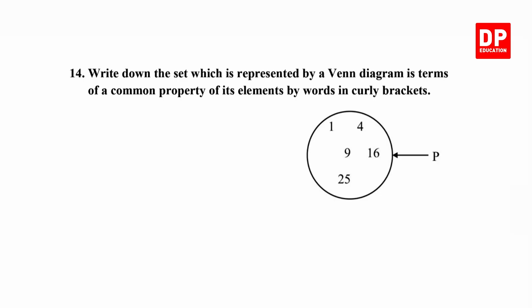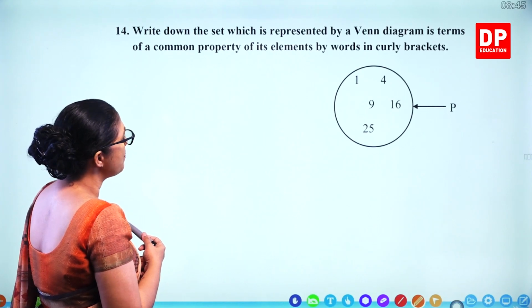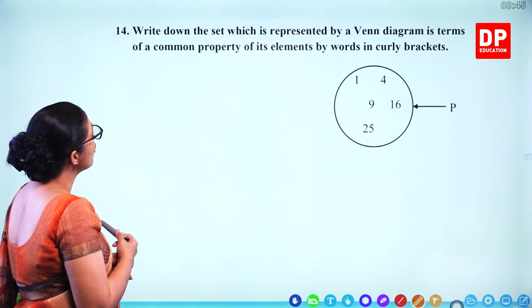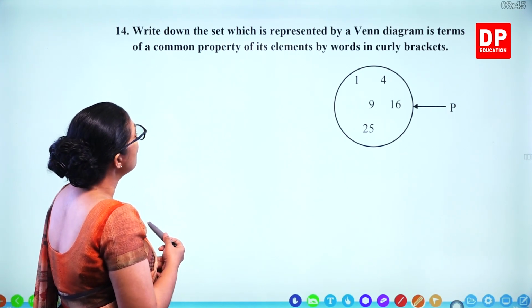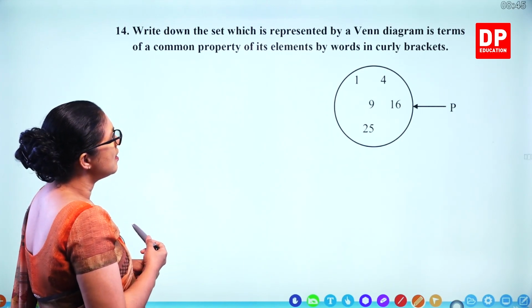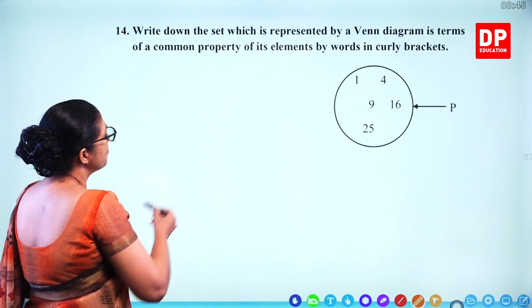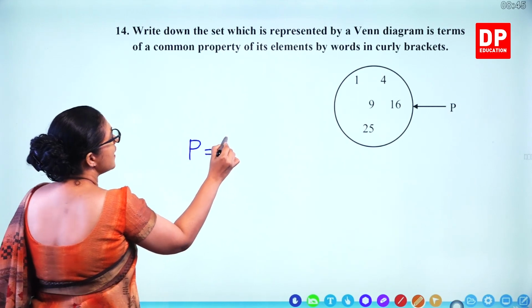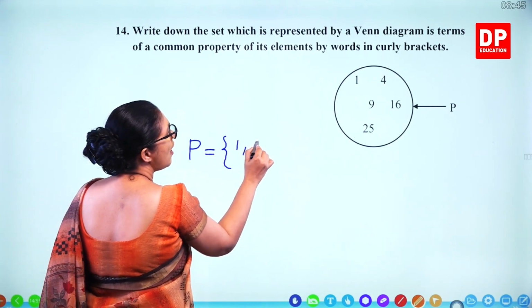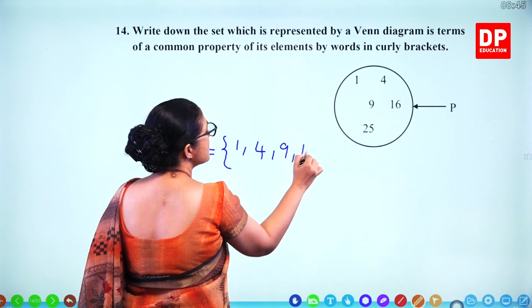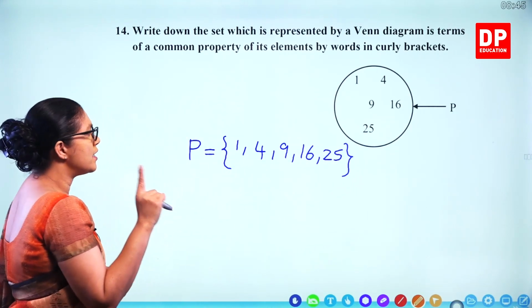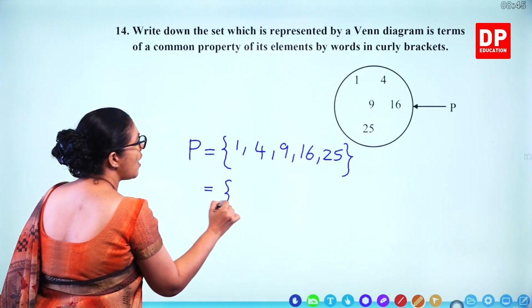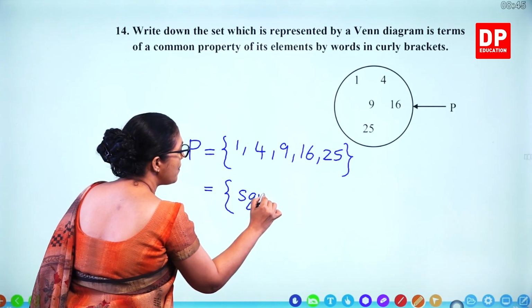Question number 14. Write down the set which is represented by a Venn diagram in terms of a common property of its elements by words in curly brackets. So P is the set 1, 4, 9, 16, 25. What are those? All square numbers. So how can you write down? We can write square numbers.